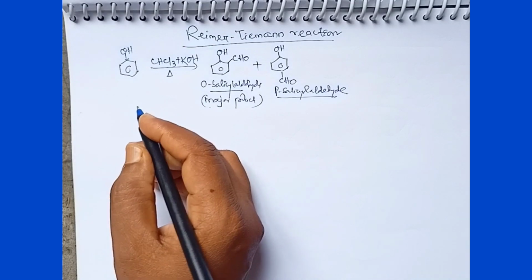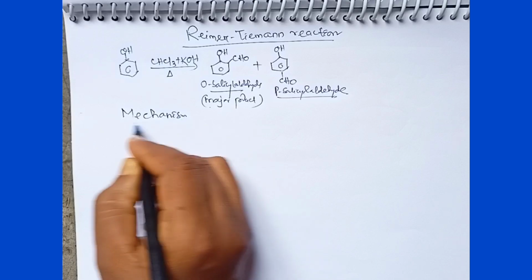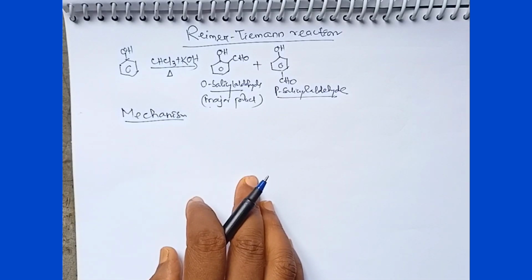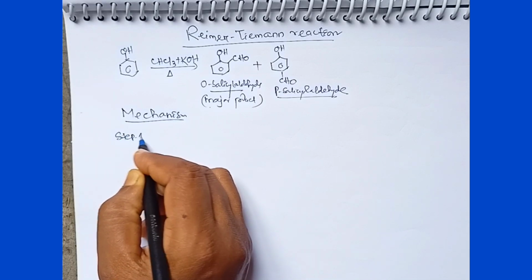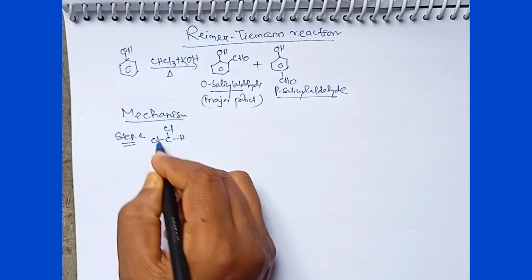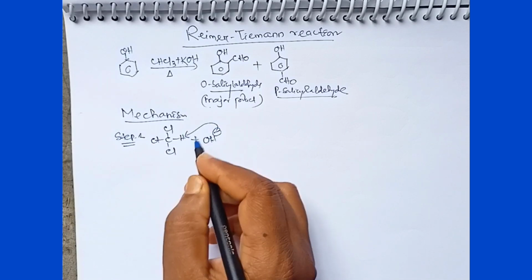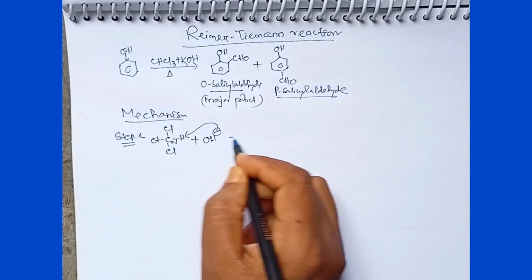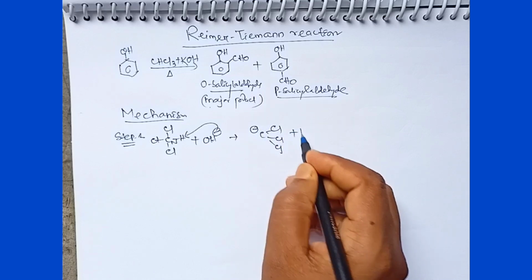So let's see the very interesting mechanism of this Reimer-Tiemann reaction. We know the intermediate in this reaction is dichlorocarbene. Let's start the procedure. Step 1: here chloroform is used. In the presence of base OH minus, this hydrogen is abstracted and it becomes CCl3 minus and H2O.